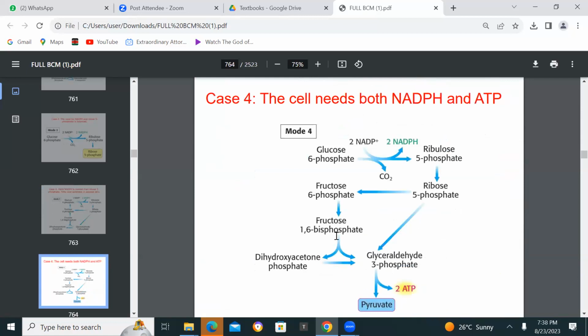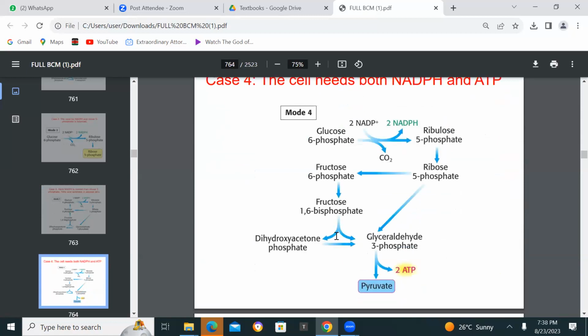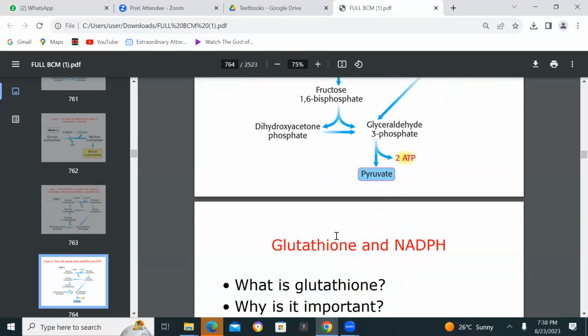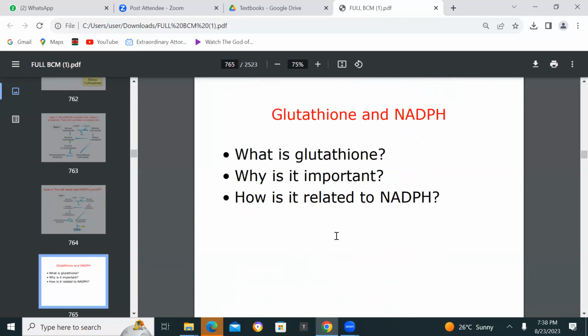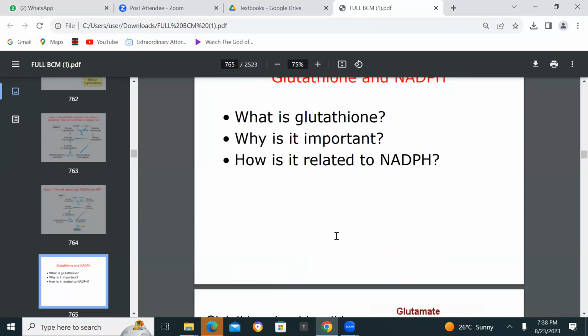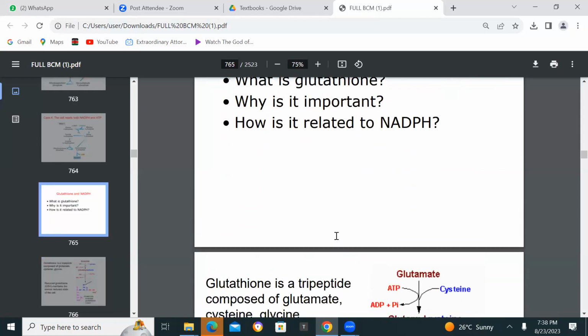If the body needs both of them, then it just has to find a way to balance, where it will give 2 NADPH, 2 ATP molecules, and of course we'll still have the ribose being produced. Then, glutathione and how it's related to NADPH.